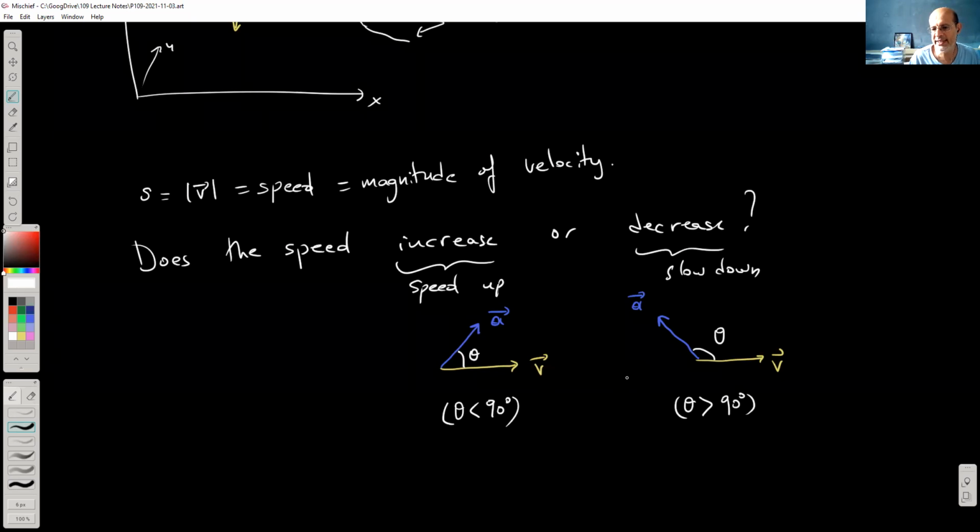And there's a very interesting situation where the acceleration is perpendicular to the velocity. This is the case when the speed is either a maximum or a minimum, or it's just constant, right? I'll talk about this later. Okay, so in any case, let's then talk about the constant acceleration motion.